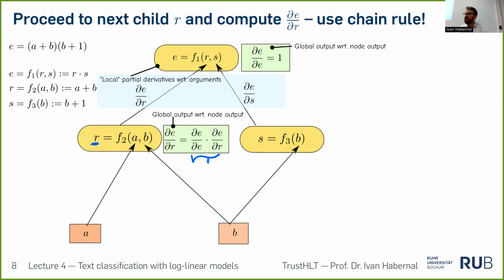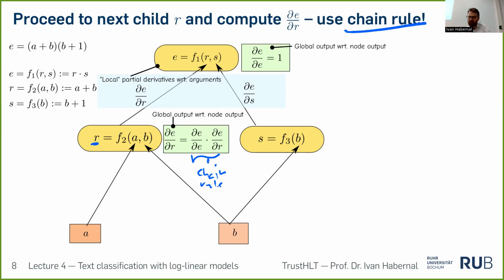Yes? It's the chain rule, exactly. The chain rule, which says the derivative of a composed function is the product of the derivative of the outer function evaluated on the output of the inner function times the derivative of the inner function. So, chain rule, recall this from last lecture. There's a reason why we were talking about this in quite some detail. So now we know how to compute the partial derivative of E with respect to R, which is using the chain rule.